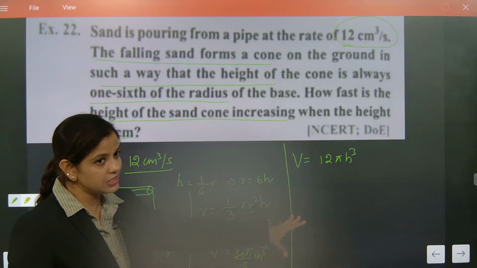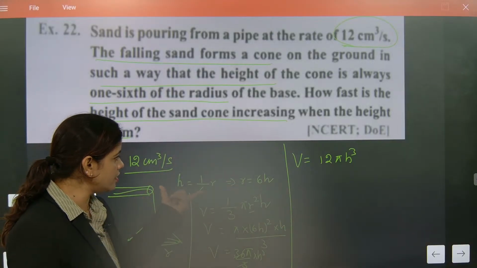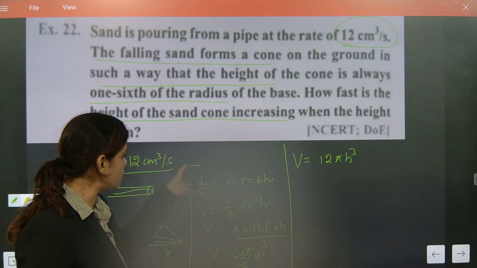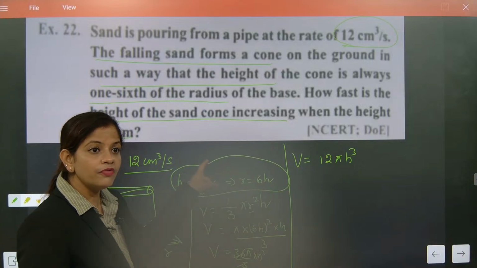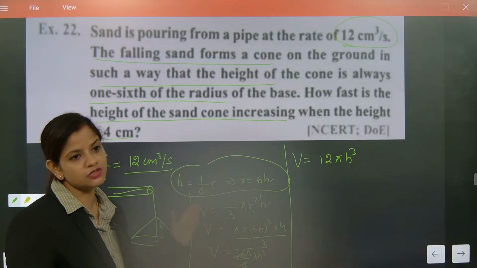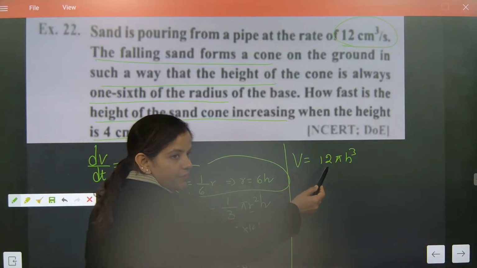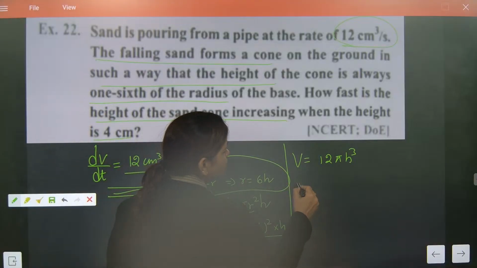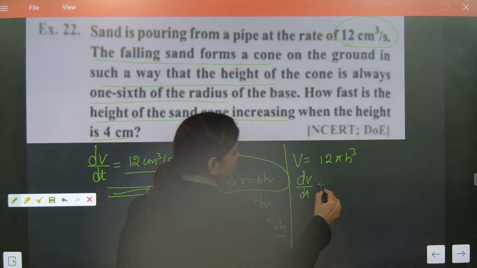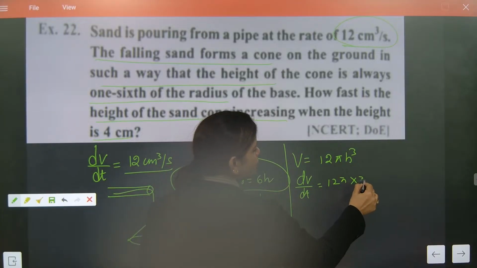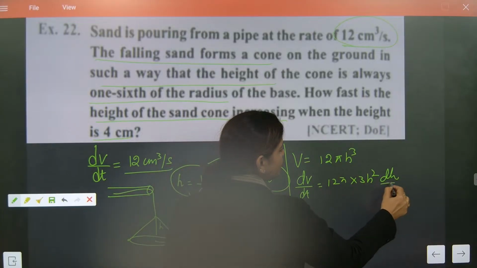Okay, height, they ask like this. Now if they ask the rate of change of radius, from here only we will do. We will not go again into volume and solve the question. I will show you how to do it. Understood? Now look here. This much came. Now what are we going to do? dV by dt is equal to 12 pi into 3h square dh by dt.